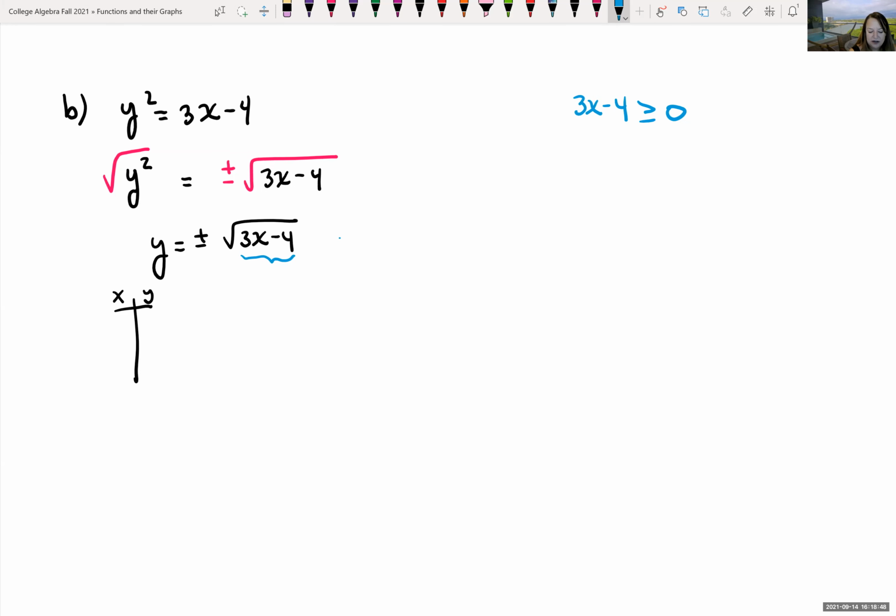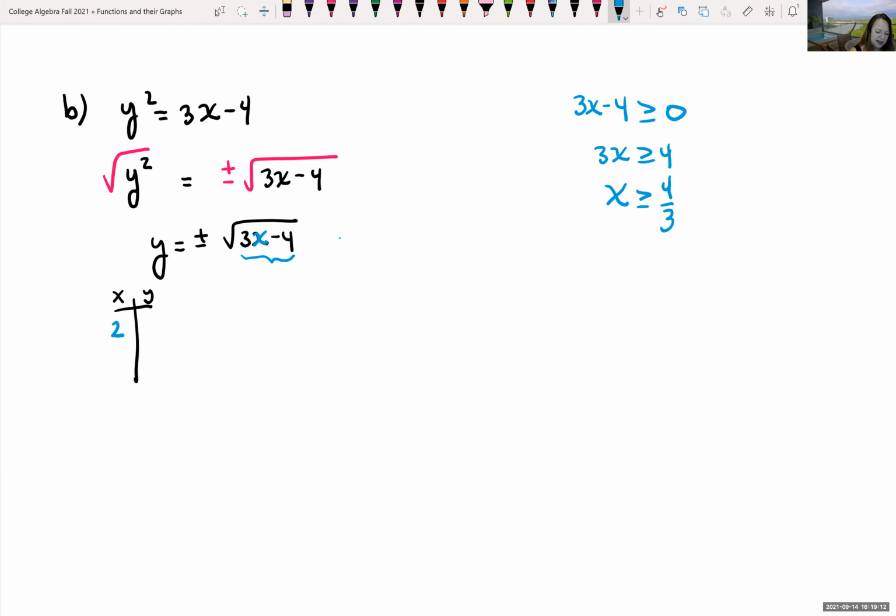If I solve for x here, I get 3x has to be greater than or equal to 4, or x has to be greater than or equal to 4/3. Okay, so I know now when I'm choosing my x values, I wouldn't choose something smaller than 4/3. I was thinking of putting 0, but I noticed that that was going to give me an imaginary number, and 0 is smaller than 4/3. So how about let's plug in 2.